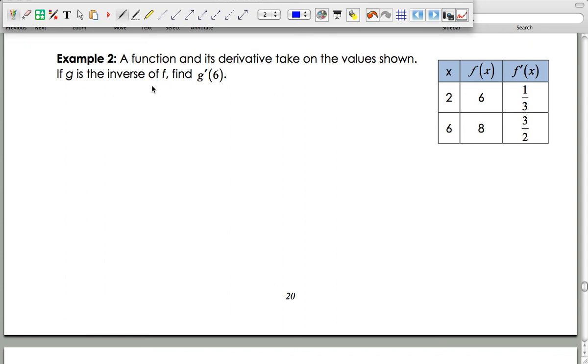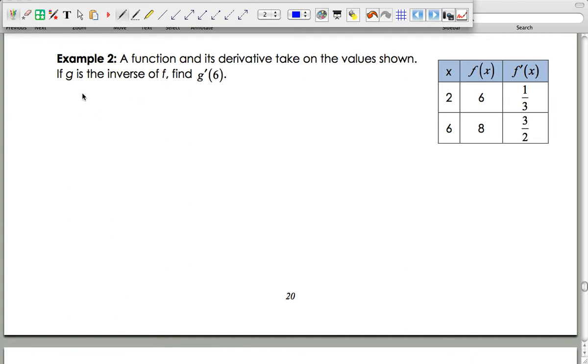Example number 2 on page 20. A function and its derivative take on the values shown. If g is the inverse of f, find g prime at 6. This is the inverse function of f. Now, what do we know?